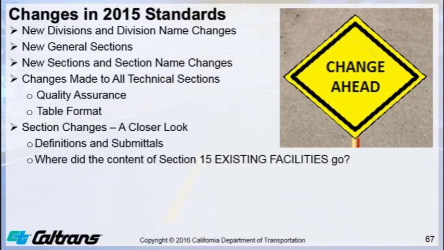Then we will talk about a closer look at the section changes including the definitions and submittals that have changed, and then the big change we've made is where did the content of Section 15, Existing Facilities, go. And last, we're going to follow up at the end and talk about the changes that were made to the standard plans.